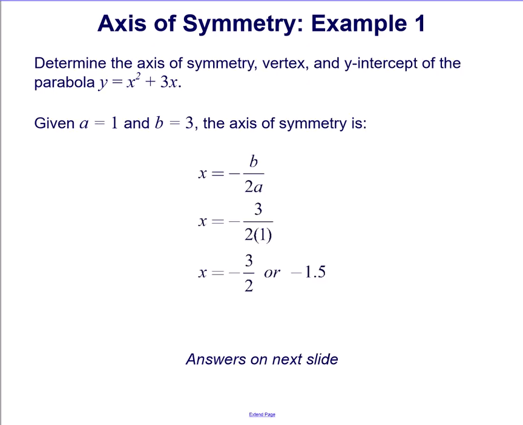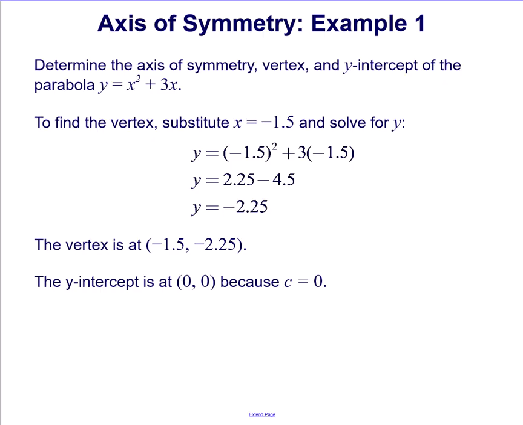Given that a is equal to 1 and b is equal to 3, the axis of symmetry is x is equal to negative b over 2a. So knowing that b is equal to 3, I replace b with 3 right here. And knowing that a is equal to 1, I replace a with 1. Doing the arithmetic, we see that the axis of symmetry occurs at negative 3 over 2, or in decimal form, negative 1.5.